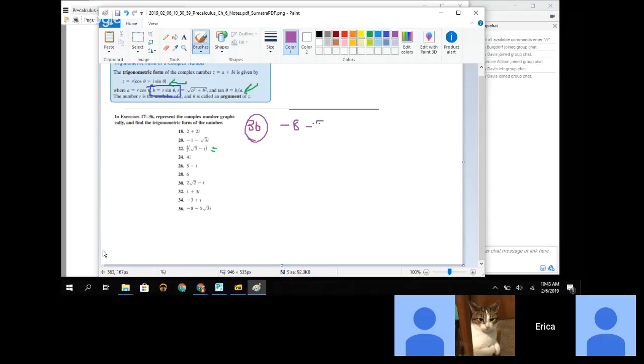-8 minus 5 square root of 3i. Okay, so first thing we got to do is find the r value. So r is going to be square root of -8 squared plus the -5 square root of 3 squared. Okay, so we're going to get 64 plus 25 times 3, which is 75. And 64 plus 75 equals the square root of 139.